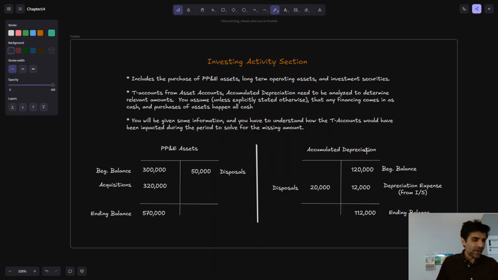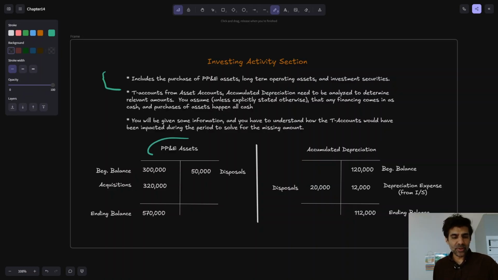I would say the operating section is definitely the hardest. The second hardest is this investing section because you're gonna have to infer. You're gonna have to do some T account manipulation to figure out how to do this section. Okay, so again, this section includes the purchase of PP&E assets.